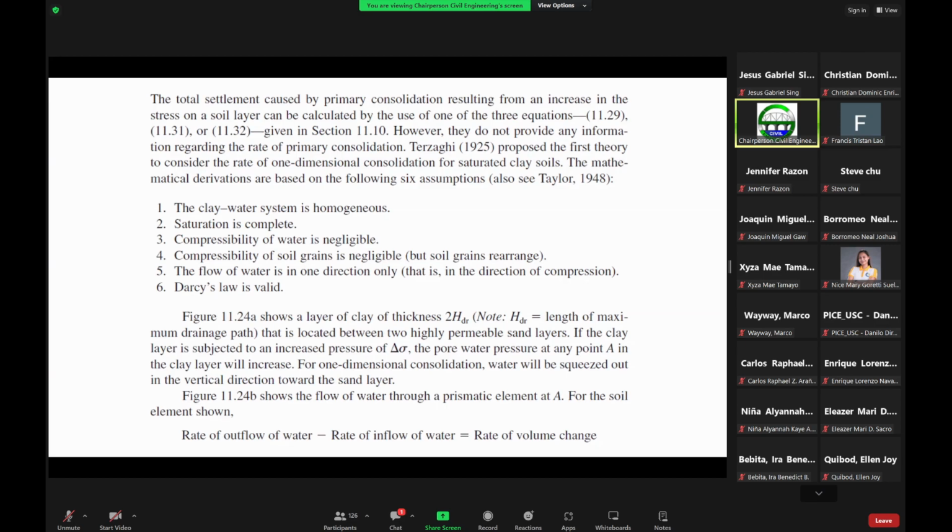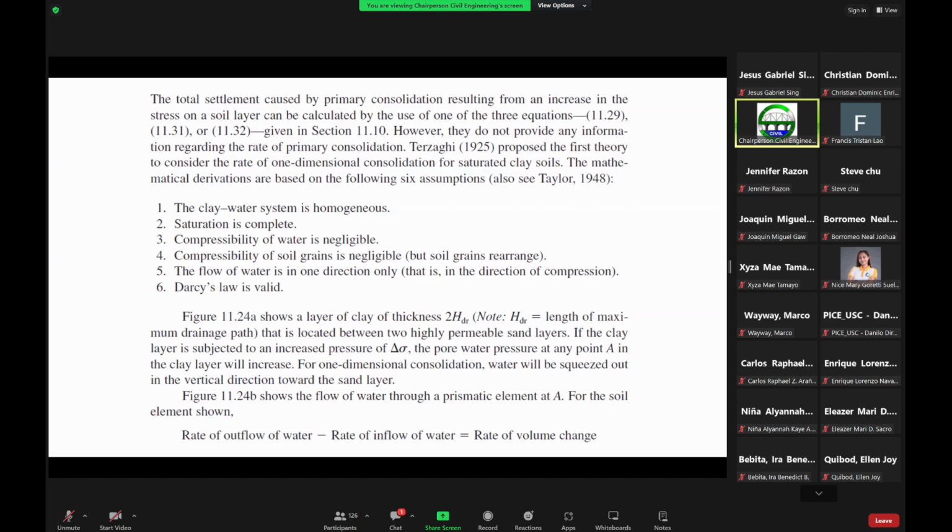Now, with those equations, we don't have any information regarding the rate of primary consolidation. So how long does the soil consolidate? We call it the rate of the primary consolidation. So to determine that, Terzaghi in 1925 proposed the first theory to consider the rate of one-dimensional consolidation for saturated clay soils.